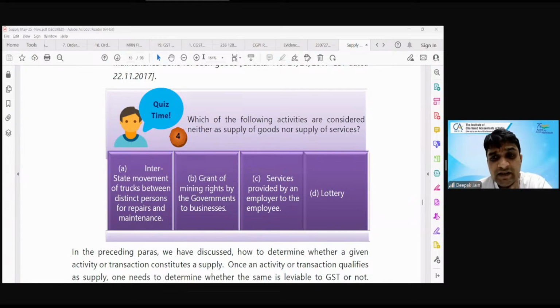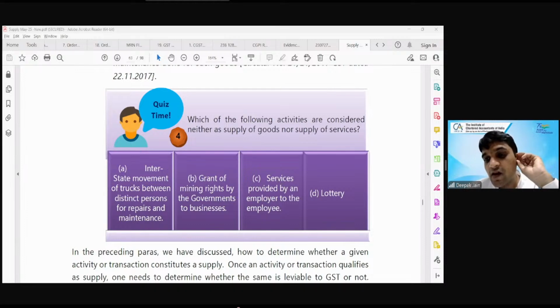Lottery. Why lottery? Lottery is covered under the exclusion, right? So it cannot be lottery because lottery is liable to GST. That's why there is an exclusion from Schedule 3. And interstate movement of trucks between distinct persons for repairs and maintenance, we have this, that it is covered under Schedule 3. And services provided by the employer and employees are also in Schedule 3. But A is covered through a circular and C is covered through Schedule 3 directly. B is liable because granting of mining rights by the government to business is nowhere in Schedule 3. So B will not be the correct answer.